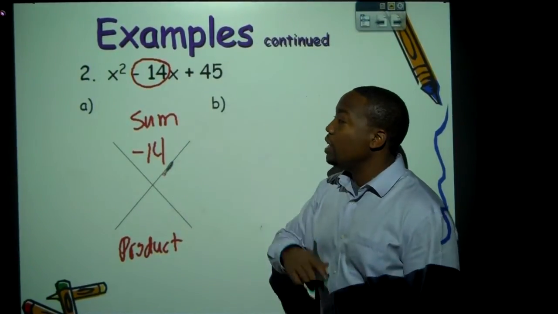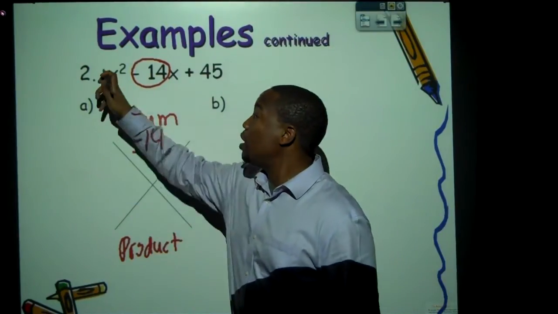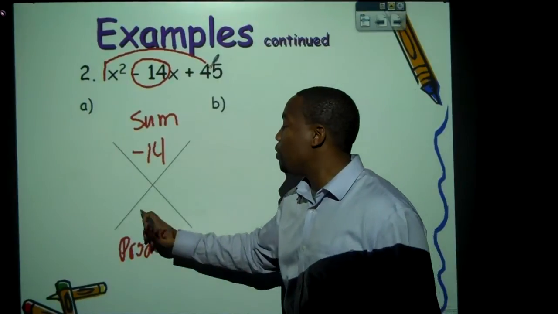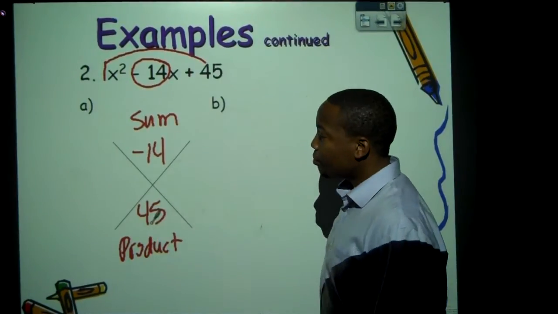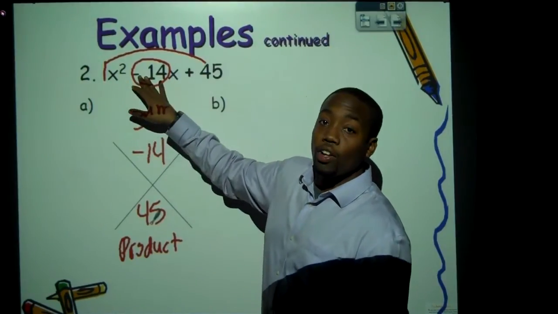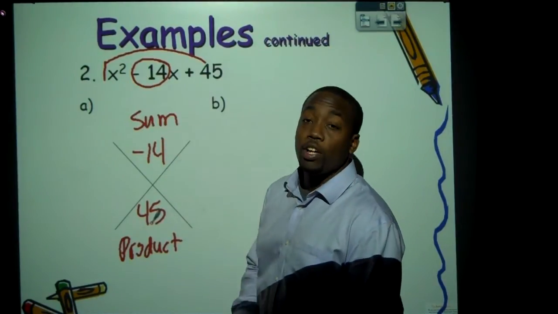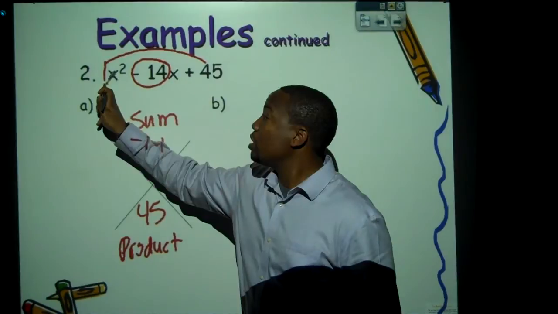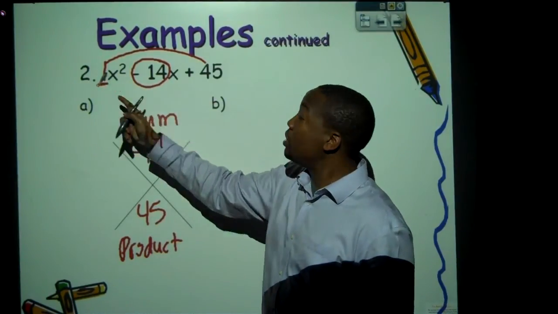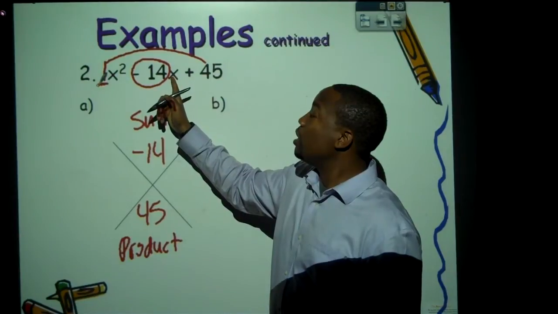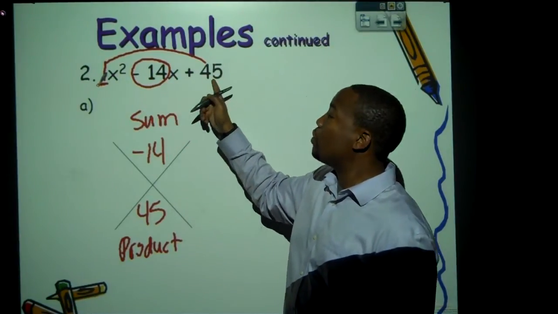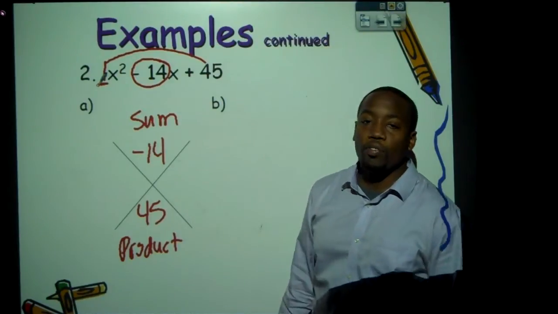Right? Now, the next thing is, there's an understood 1 right here. Multiply this 1 times this 45, I get 45, right? Now, as you see, I'm not using the x's at all. I'm using just the coefficients. What are the coefficients? The one in front of the x squared, that's a coefficient. The number in front of x is -14, that's a coefficient, and of course 45 is just 45.